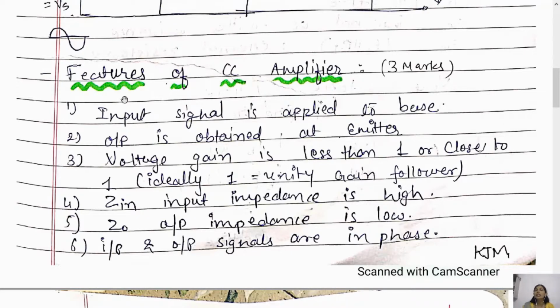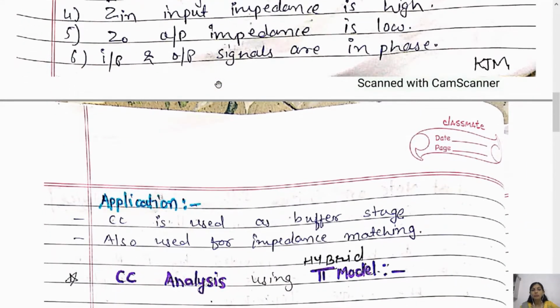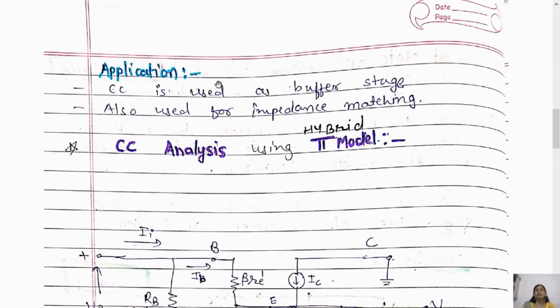So students, you will think, ma'am, what is the requirement of a common collector amplifier if the gain is 1? First of all, it is used as a buffer, as a delay circuit. In application, CC is used as a buffer stage. Also it is used for impedance matching.